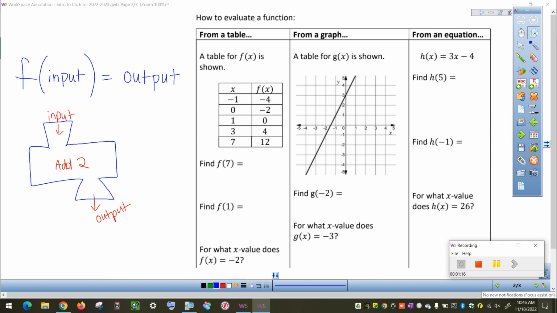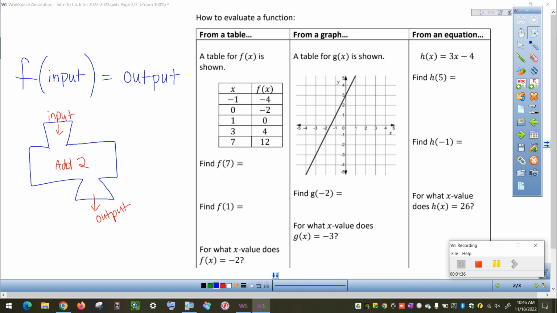All right, we saw earlier in the year that we have functions represented in different ways. You could have the inputs and the outputs organized in a table, a graph, or an equation. And what we're going to look at here is how we evaluate a function depending on the form that it's been presented to us.